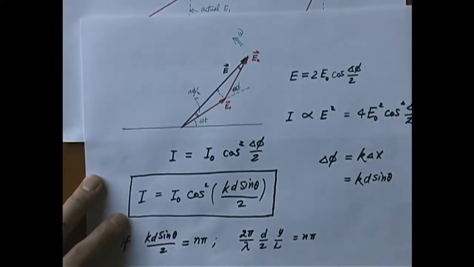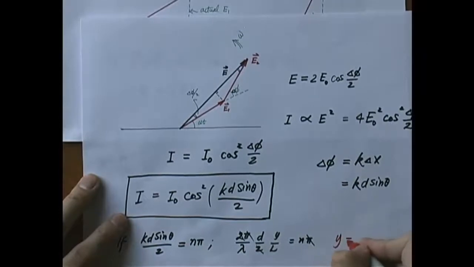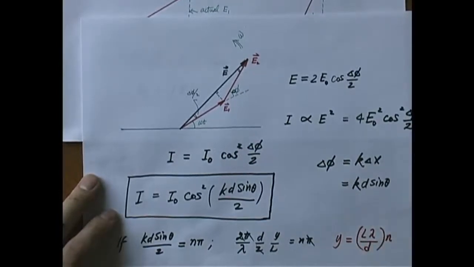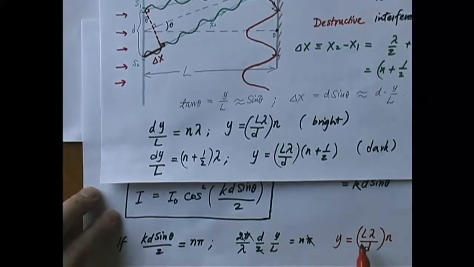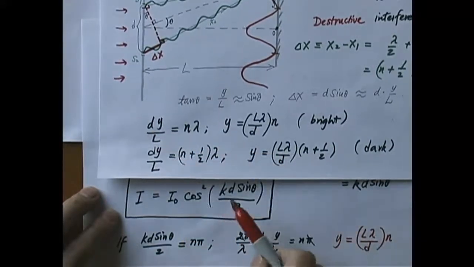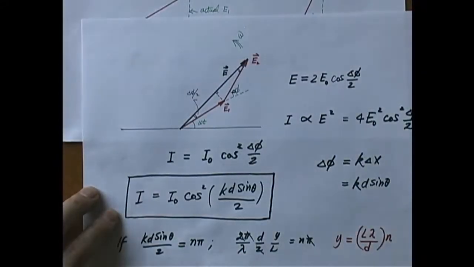Does that agree with what we got before? Well, let's check. There's a 2 pi here, so that 2 cancels, pi cancels, right? And then you solve for y. You find y equals L lambda over d times n. That will be the condition for a bright spot. Is that the same as we got before? That's the result we got before, L lambda over d times n. You see that? Exactly the same. Of course, again, this is better because this tells us the intensity in every location, not just where the bright is, where the dark is.